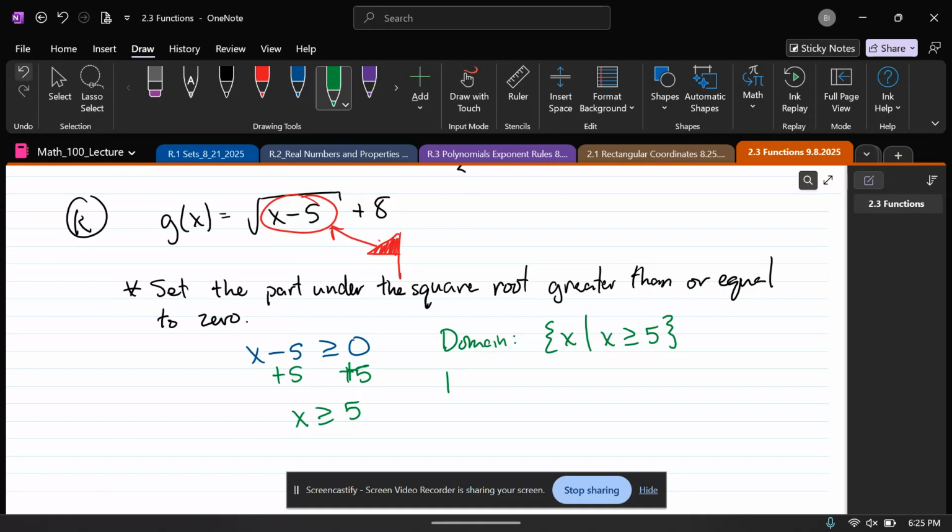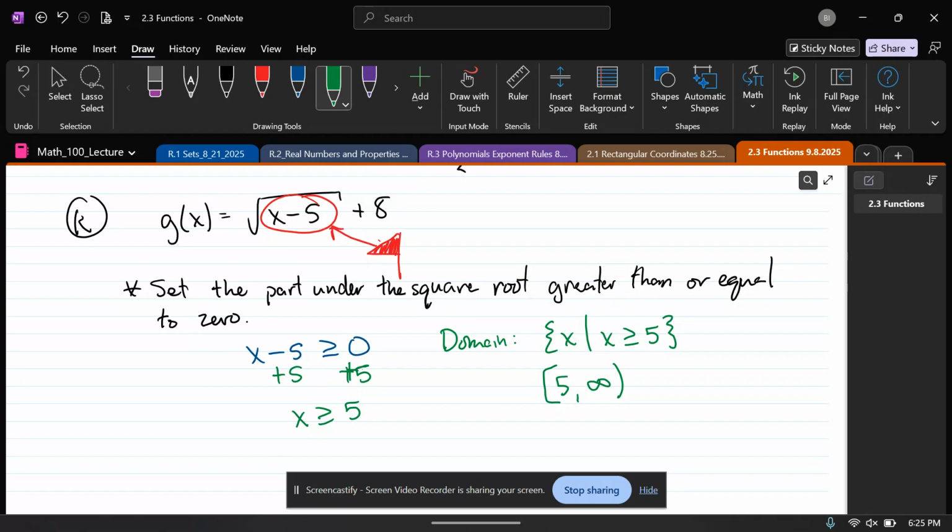In interval notation, my lowest x value is 5, and it's everything bigger than that, so that's going to infinity. This is where the bracket comes in, because it's got the equal to there.